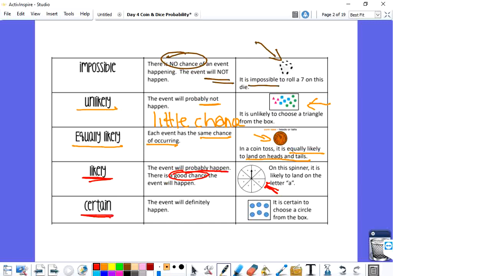And certain, which means it will definitely happen. There's a 100% chance that it's going to happen. And I know in my rectangle right here that it is certain to choose a circle from the box because there are all circles. So let's go ahead and get started.